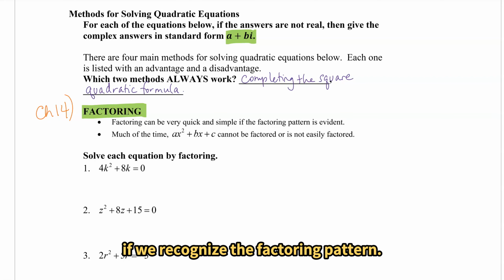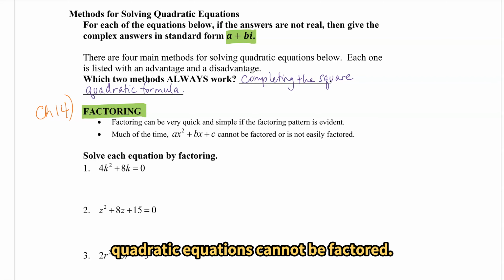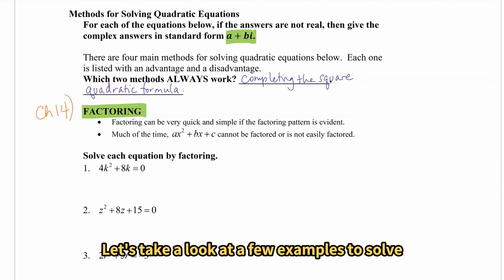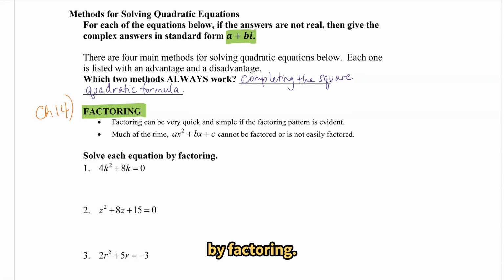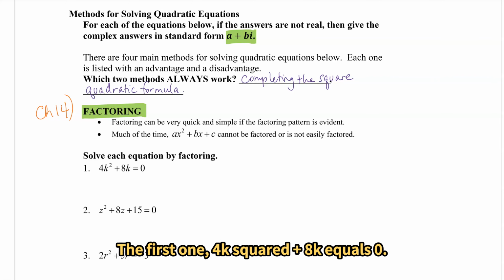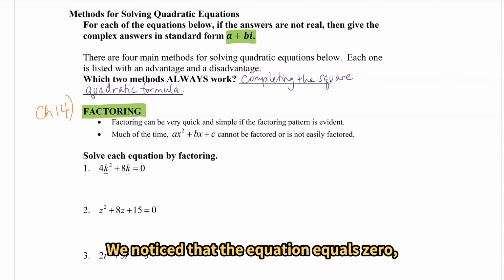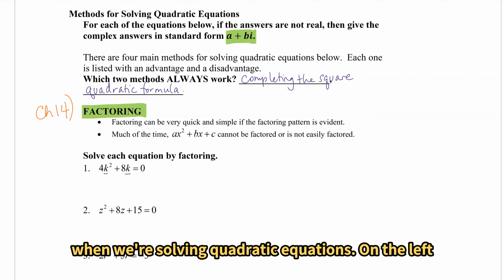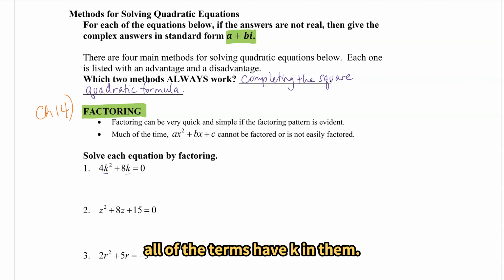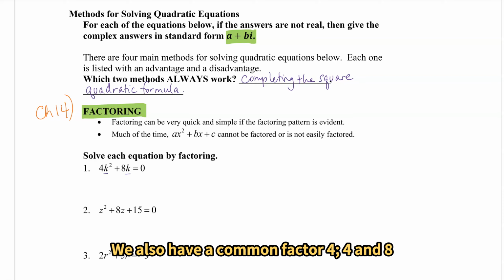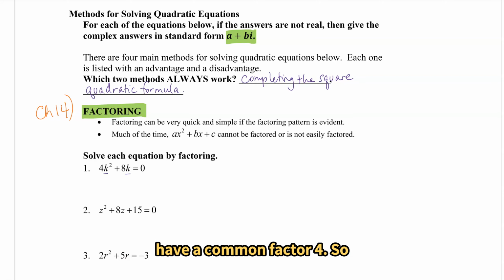Factoring can be very quick if we recognize the factoring pattern, but a lot of times quadratic equations cannot be factored. Let's take a look at a few examples to solve by factoring. The first one, 4k squared plus 8k equals 0. We notice that the equation equals 0, which is what we must have when we're solving quadratic equations. On the left, all of the terms have k in them, so we have a common factor of k. We also have a common factor of 4. 4 and 8 have a common factor of 4.